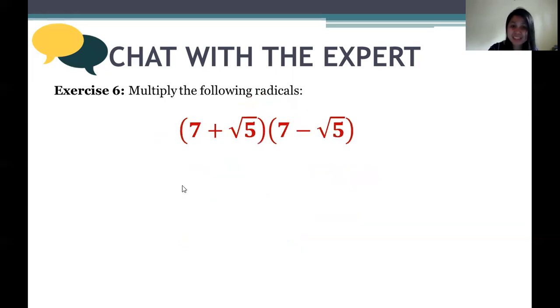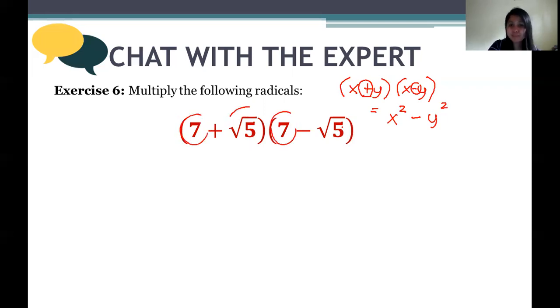Now, I'll go to the last one. How can we apply special products on this? Remember, x plus y times x minus y. If both have the same numbers and only the sign in the middle changes, in special products, that's x squared minus y squared. Example, 7 and 7, square root of 5 and square root of 5. Only the one in the middle is different, the sign.